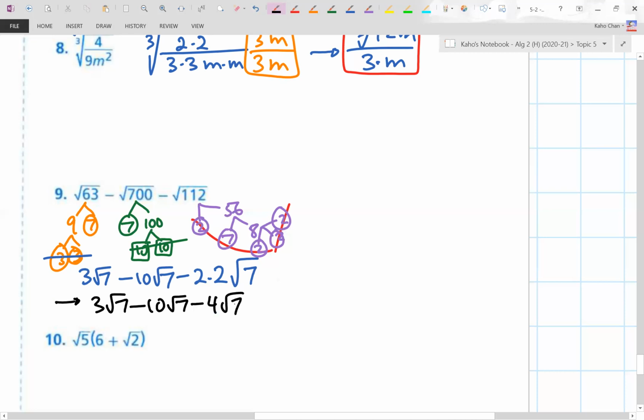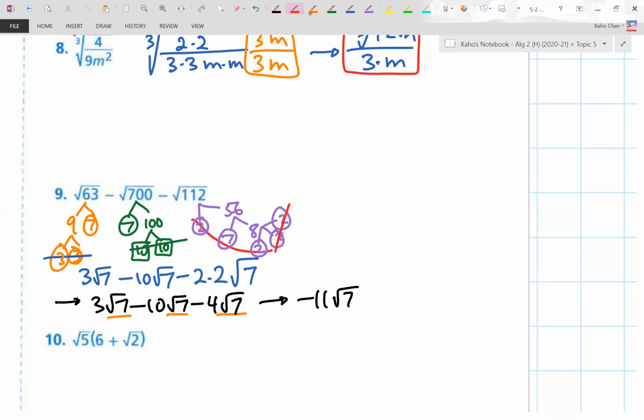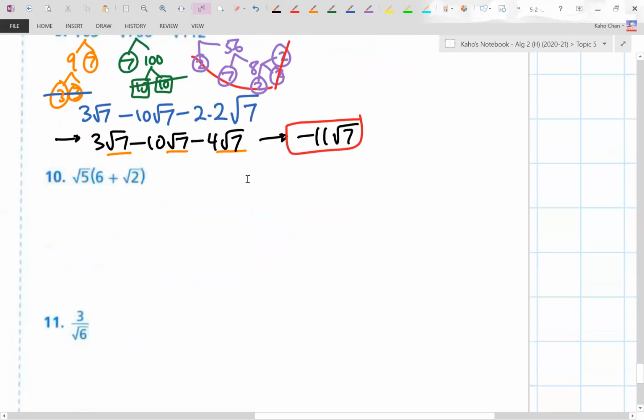So all 3 of these radicals are all like radicals. You just look at the coefficient. 3 minus 10 minus 4 is negative, what is that, 11? Negative 11 root 7? Okay. It's like a variable, right? It's like saying 3x minus 10x minus 4x. That's all it is. Ooh, almost done.